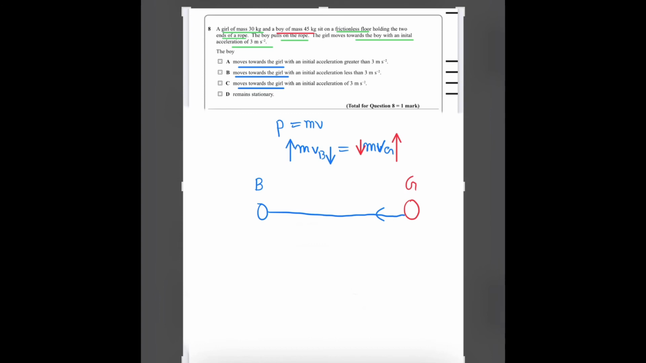So the boy would have a less than 3 meter per second initial velocity. The initial velocity or acceleration of the boy should be lower than the girl, and since the acceleration of the girl is 3 meter per second, the answer should be less than 3 meter per second. So the only answer that is applicable for number 8 is B.